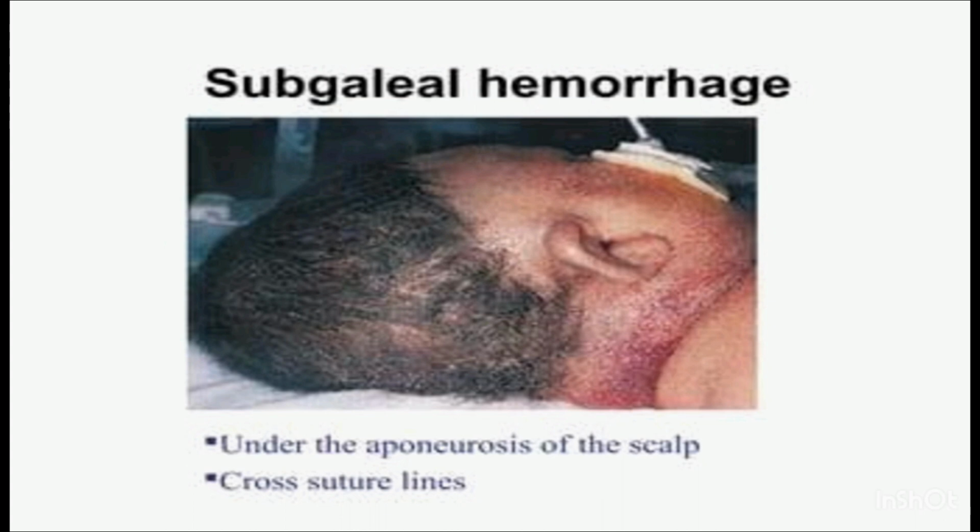This is the picture of subgaleal hemorrhage. It is a rare but potentially lethal condition found in newborns. It is caused by rupture of emissary veins, which are connections between the dural sinuses and the scalp veins. Blood accumulates between the epicranial aponeurosis of the scalp and the periosteum.